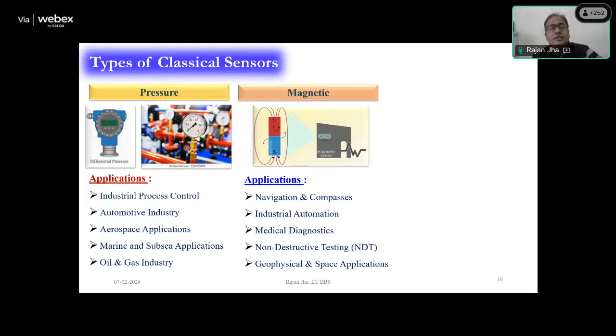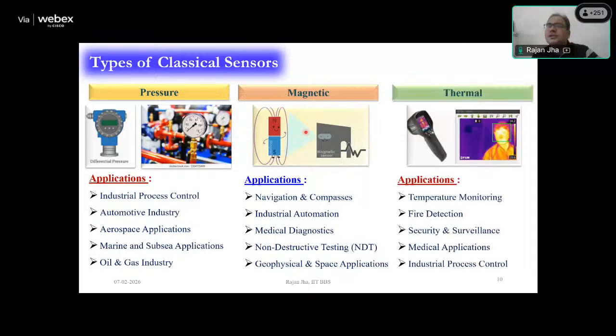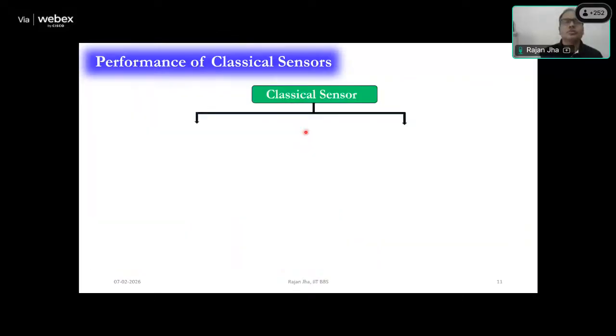And please note that these are sensors which are also now being developed using quantum systems, because these have a lot of applications, and therefore people are targeting some of these sensors. Imaging is something too: a lot of thermal imaging based sensors are utilized for fire detection or medical applications. So these are some of the types of classical sensors, and they have a lot of potential applications.